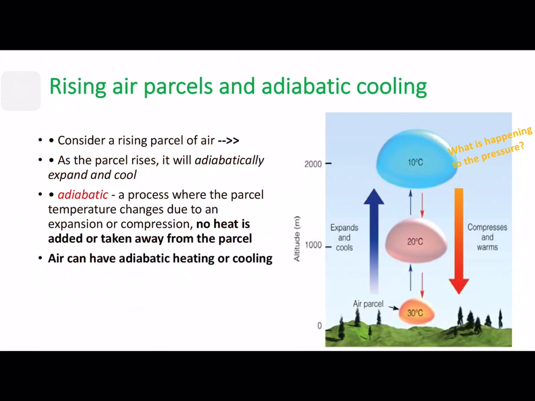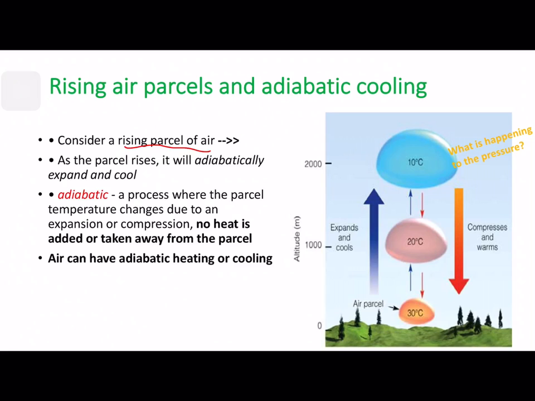So when we're talking about all this latent energy, we're going to talk about how clouds form. So number one, they have to be able to rise up in the air. And we know as something rises, it's going to cool off. And we can see that from our picture over here. So this is a parcel of air, which just means a package of air. As that package of air rises, it's going to adiabatically expand and cool. Adiabatic is a process where the parcel temperature changes due to an expansion or compression, but no heat is added or taken away from that parcel, and it can be either heated or cooled.